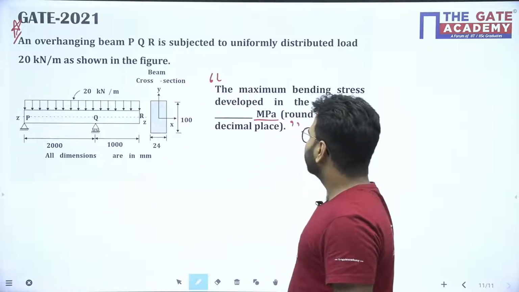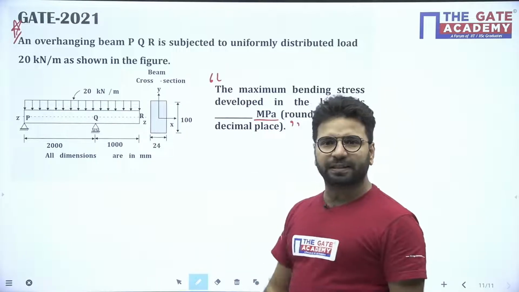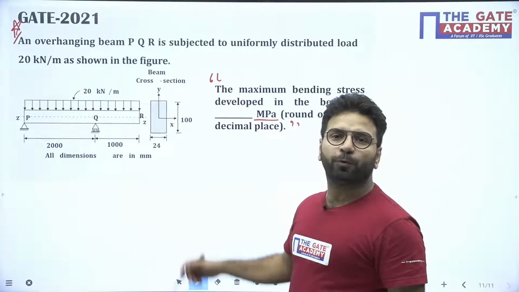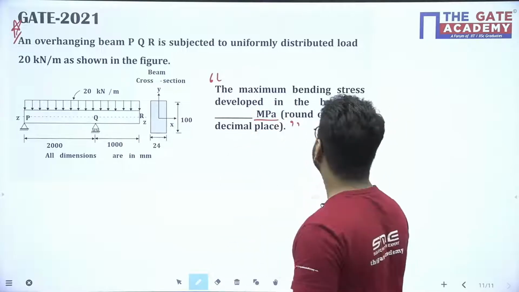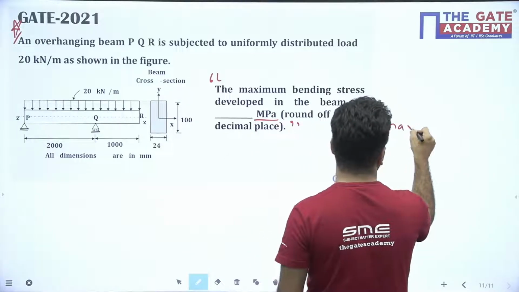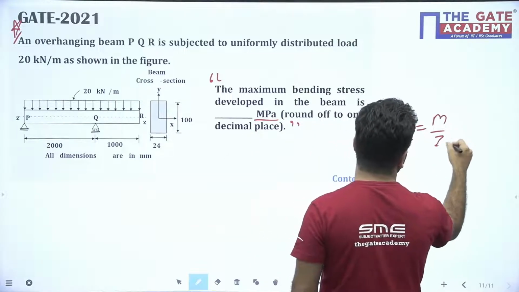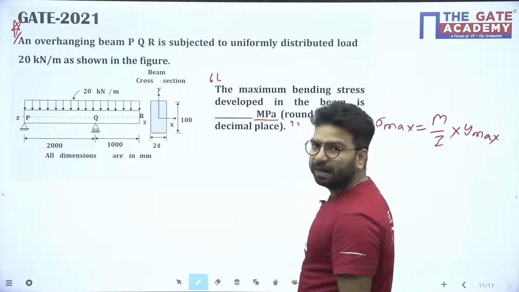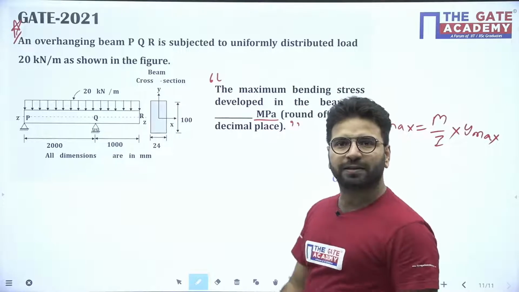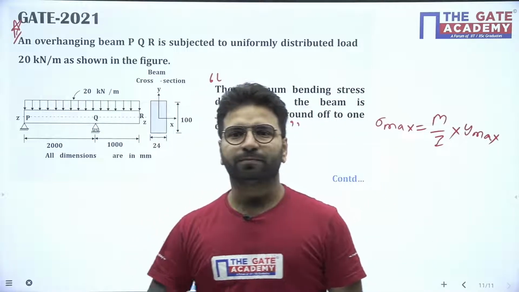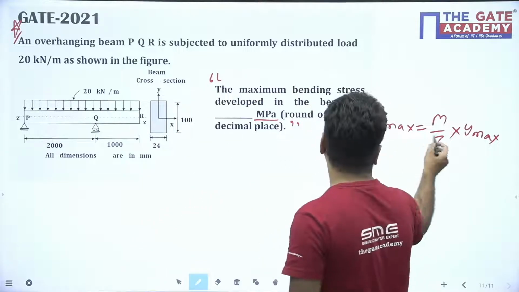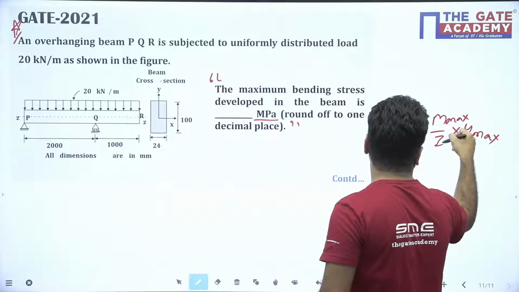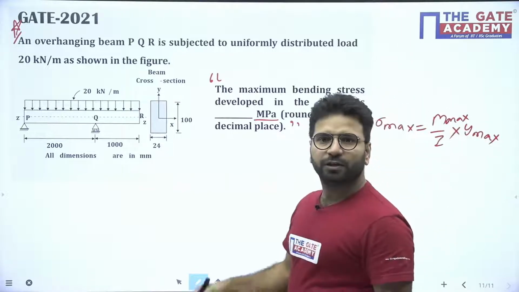So what is the question asking you here? Find the maximum bending stress. Again, if you need maximum bending stress, what is it? Sigma max equals M upon I into y max. For sigma max, definitely M will also be max. So M will be M max upon I into y max.